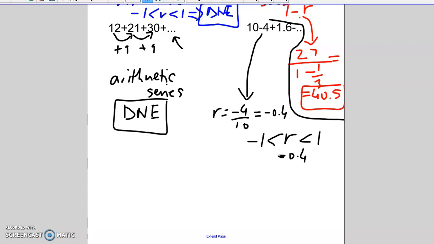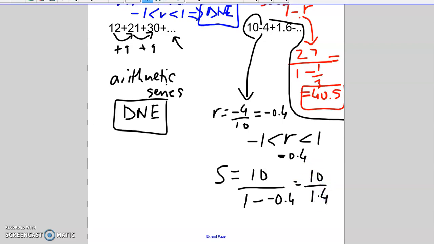So let's finish this one off. We have s equals my starting value, 10, divided by 1 minus, in this case, -0.4. So that's going to be 10 over 1.4, because a negative changes to a positive. So I add those, and this is equal to 7.143, which is what I get on my calculator.